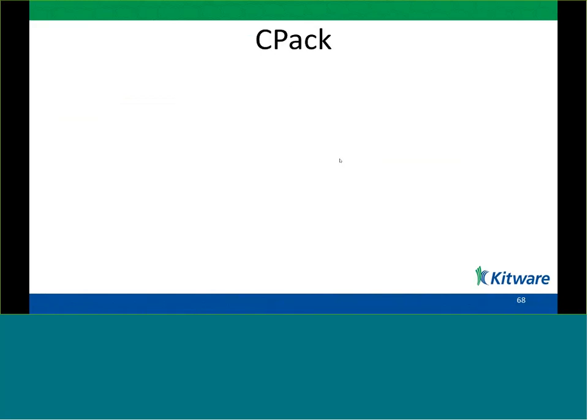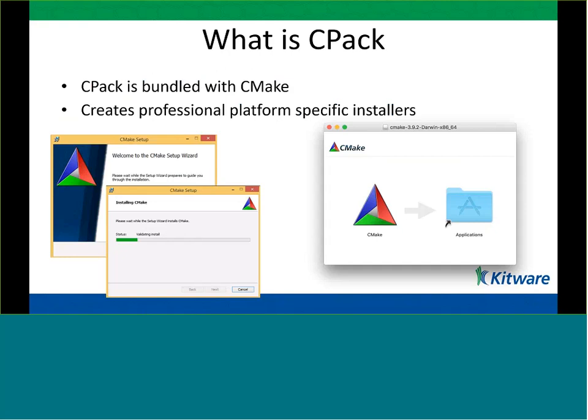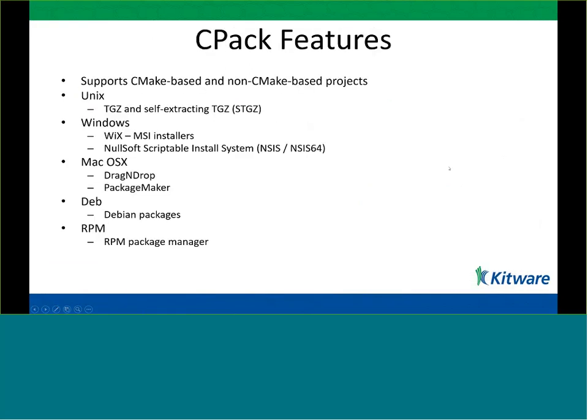The other tool that we have in the suite is called CPack, and CPack is also bundled with CMake. It creates installers, like WYSIWYG installers on Windows and drag-and-drop installers on the Mac. It can create just a plain tar.gz file. On Windows, we do WiX and Nullsoft. Mac can do OS X drag and drop, or the PackageMaker. It can also do Debian and RPM packages.